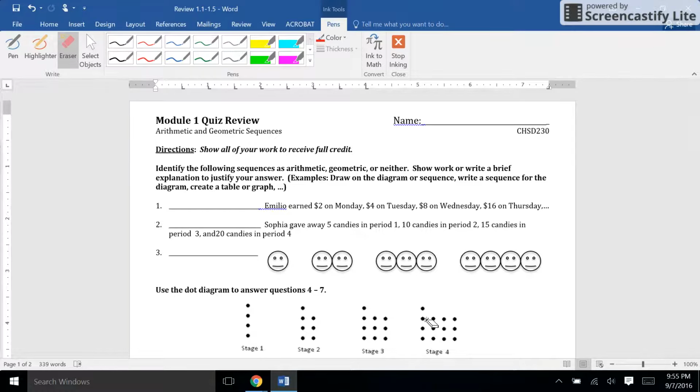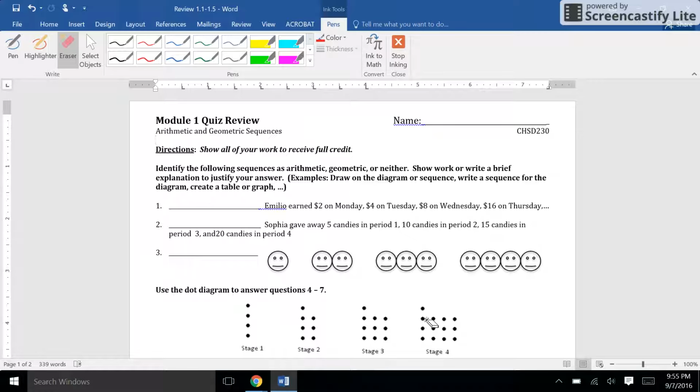So for the directions for the first part, numbers 1, 2, and 3, show all of your work to receive full credit. Identify the following sequences as arithmetic, geometric, or neither. Show work or write a brief explanation to justify your answer.